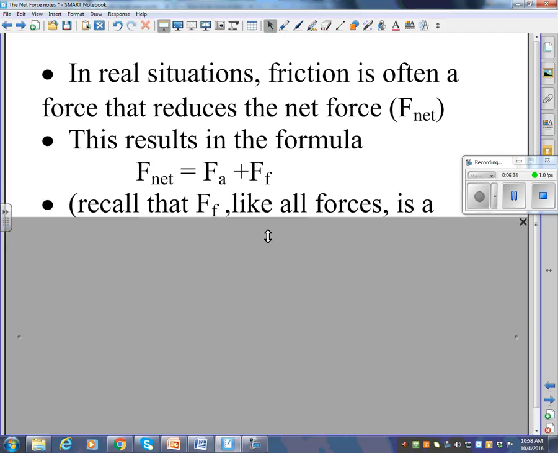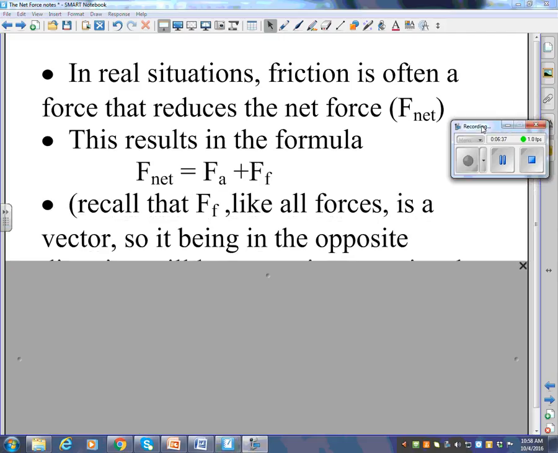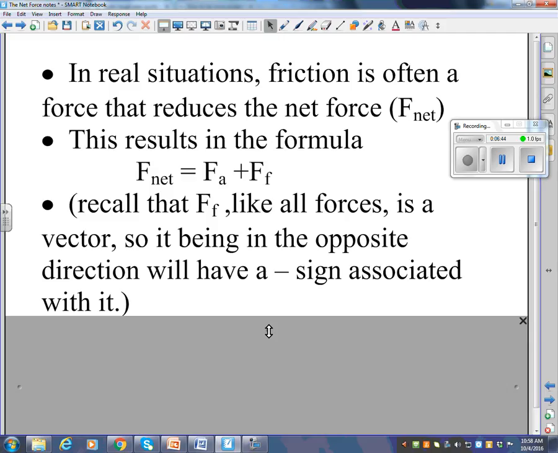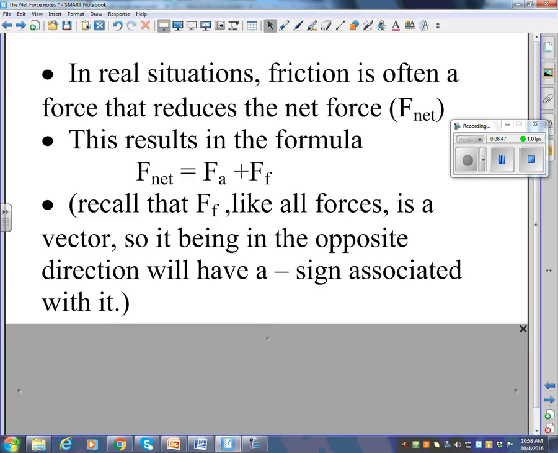Now, recall that FF, like all forces, is a vector. So being in the opposite direction, it will have a negative sign associated with it, right? Often students want to write FA minus the friction force. The danger there is that sometimes they get it wrong, and then suddenly they've got a wrong answer. So I encourage you to write this. This sign here is actually vector addition, and the friction force itself has a negative direction.